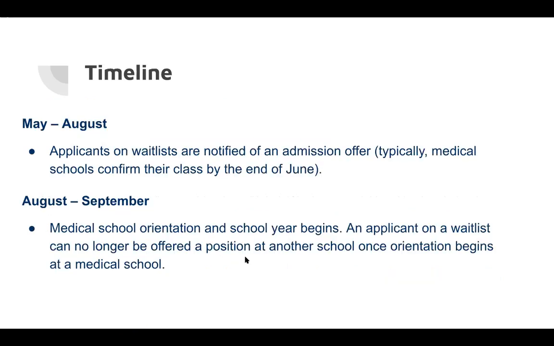So then May through August, applicants on the wait list are notified with a possible admissions offer. So if you're waitlisted, make sure you're also still watching for your status to change. But typically in June, medical schools officially confirm their class of that year. And then August through September, medical school orientation starts to begin for the new year. And then an applicant on a wait list can no longer be offered a position at another school once orientation begins at a medical school.